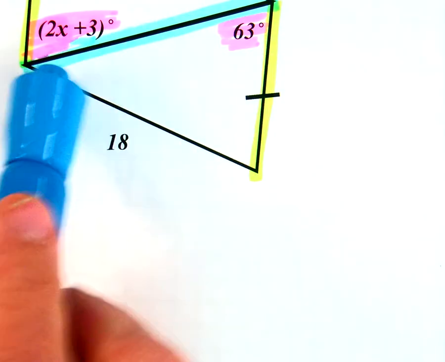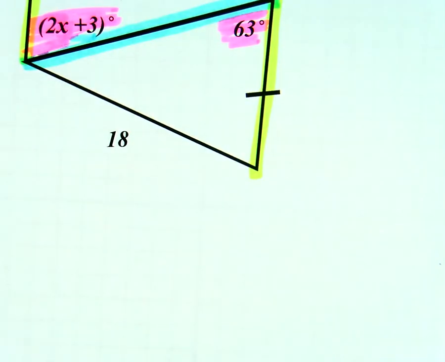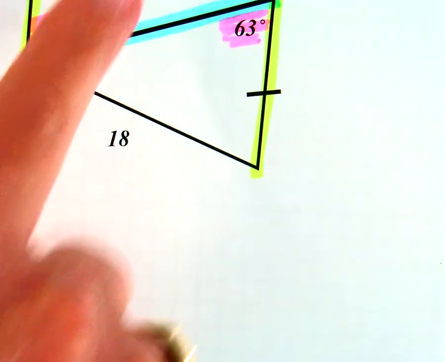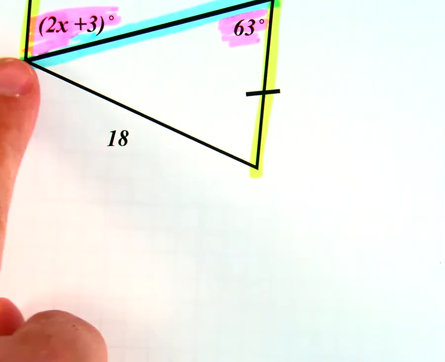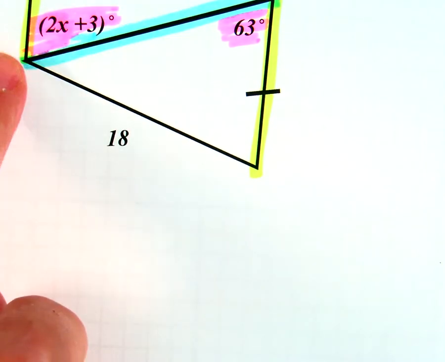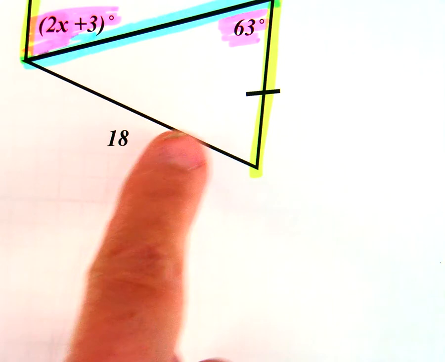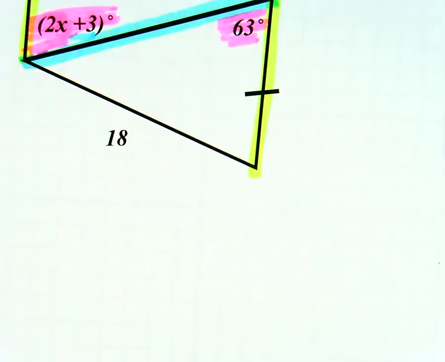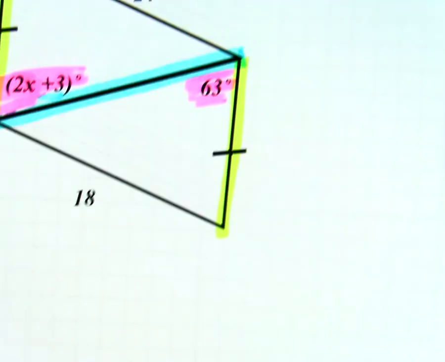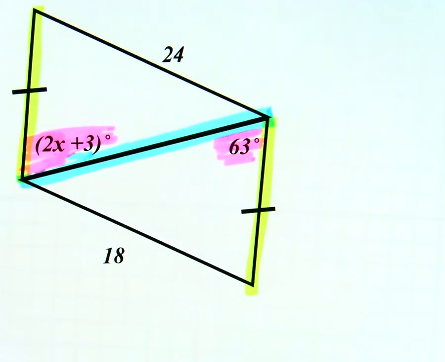Since we know the side lengths, that can give us an inequality with regard to the angles. We'll see that since 24 is bigger than 18, then its opposite angle, 2x plus 3, must be larger than 63, which is opposite the smaller one.